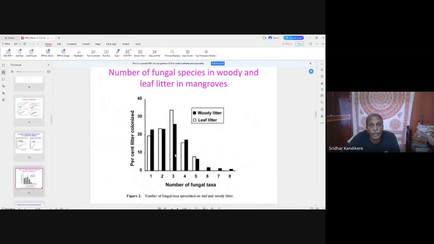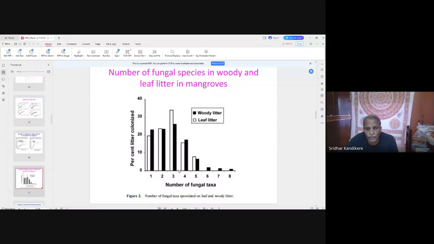Let us look into the number of fungal species in woody and leaf litter in mangroves. If you take a wood material, how many species are colonized? A single fungal species has colonized more than 20% of the woody material, and likewise the leaf material. The highest number is three species colonization. Three species are occurring in woody material and leaf material. It is around 25 species on the woody material, and on leaf material it is highest.